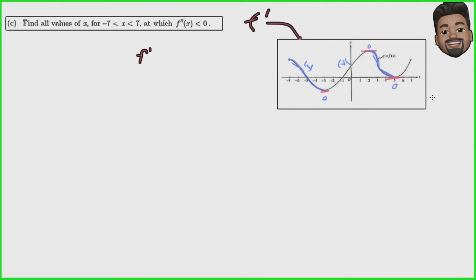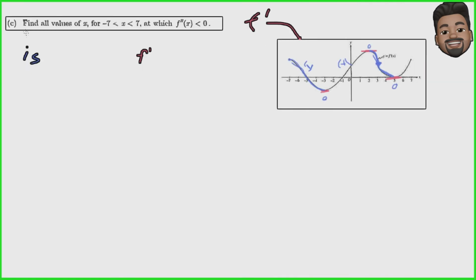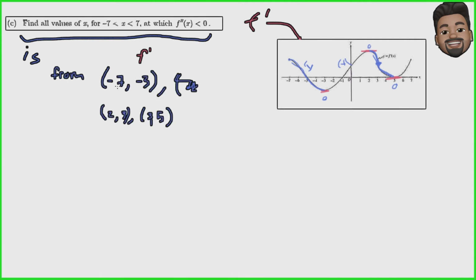Now you have to be careful because I believe on part A, it told us that it has a horizontal tangent line at 3. This vertical tangent line, vertical means it doesn't exist there. So I'm actually going to write out this entire thing and just write is from -7 to -3. That is the interval that we just wrote out right over here, right? This is the interval right there.